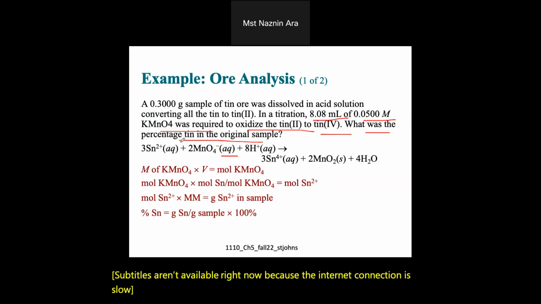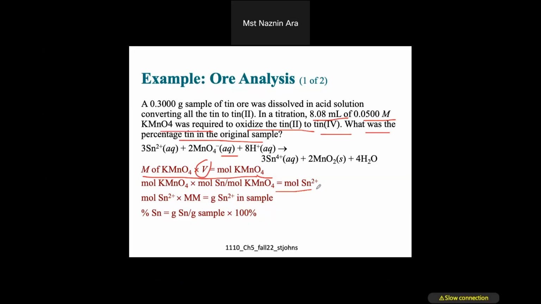We know this is our equation. KMnO4 times 4 into mole. Now we can convert to mole of Sn and potassium permanganate, which is equal to mole of tin. So now we have mole of tin times the molar mass equal to gram tin in sample. So we can now convert to percent Sn equal to gram Sn by gram sample, we know that.